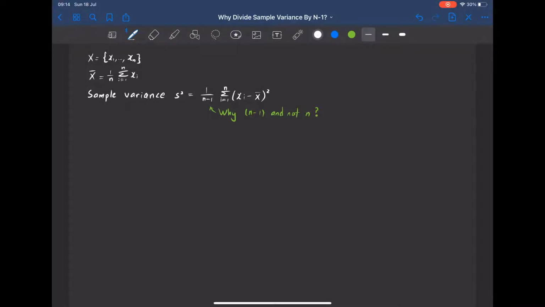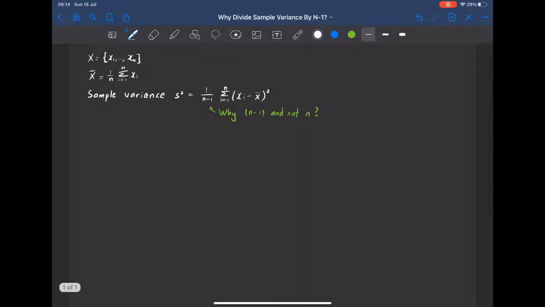Hi there. Today I want to talk about the intuitions behind why we divide the sample variance by n-1 and not n. Here I've defined a dataset X with n observations. The sample mean, x bar, and the sample variance, s squared, are defined as written down here.